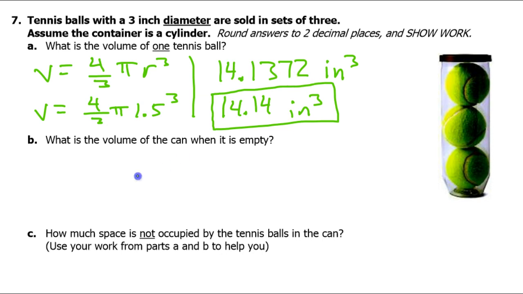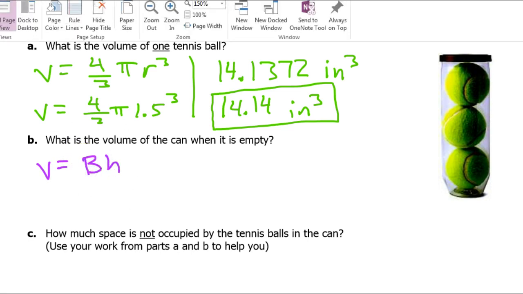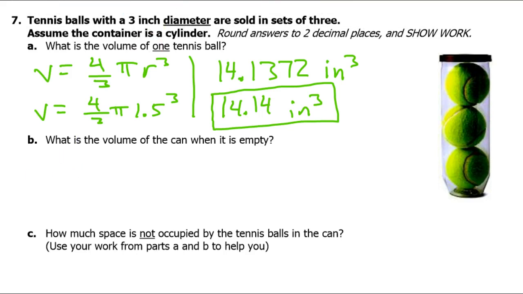What is the volume of the can when it is empty? So just ignoring the tennis balls, the can, we're supposed to treat the can as a cylinder. So what is the volume of a cylinder? The volume of a cylinder is the area of the base times the height. Let me sneak in a little bit of space to the left.